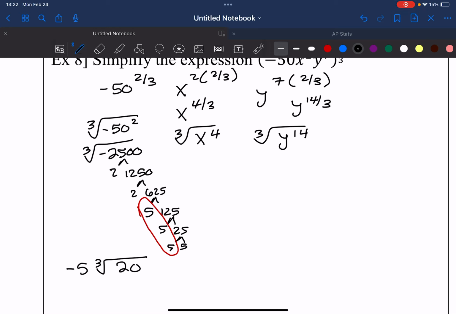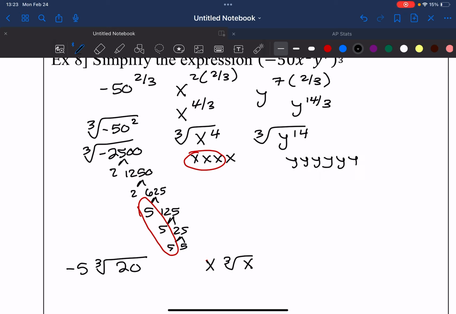Now I'm going to do the same thing with my x's. So I have 4 x's, but I circle a pair of 3. So that means I'm taking out an x and leaving an x inside. So this is x cube root of x. And then with my y's, I have 14 y's.